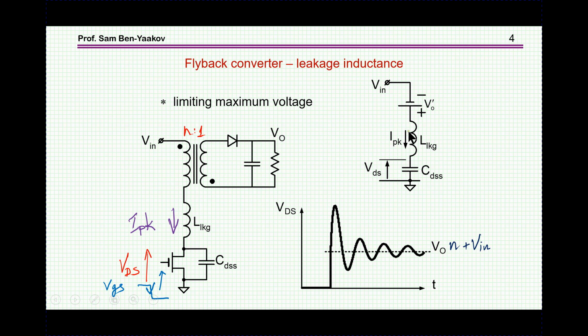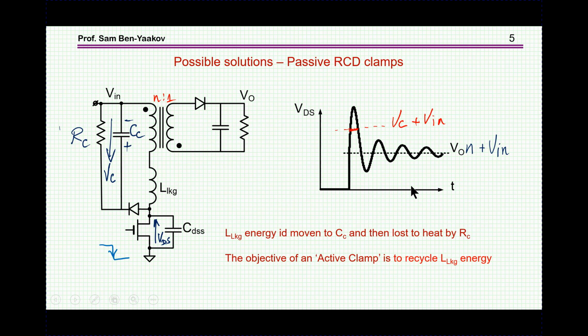And as you can see, there is a resonant circuit here, and again, you might get a fairly high voltage depending on the initial condition and the values of the inductance and capacitance. So in order to avoid this problem or to combat it and protect the transistor, there is a need for a clamp. Here is an RCD clamp. This is the classical passive clamp, and the purpose of this clamp is to clamp the voltage so it will not go above a certain value.